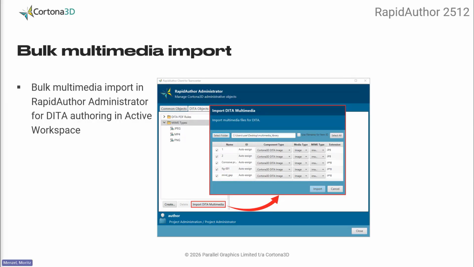The bulk import of multimedia files is now available for DITA projects. This operation can be performed in RapidAuthor Administrator for Active Workspace. You can use the new Import DITA Media button and specify the folder where your files are stored. File extensions and MIME types will be detected automatically if you have created MIME types, as we showed before. And you can use file names for item IDs, or they will be generated automatically.